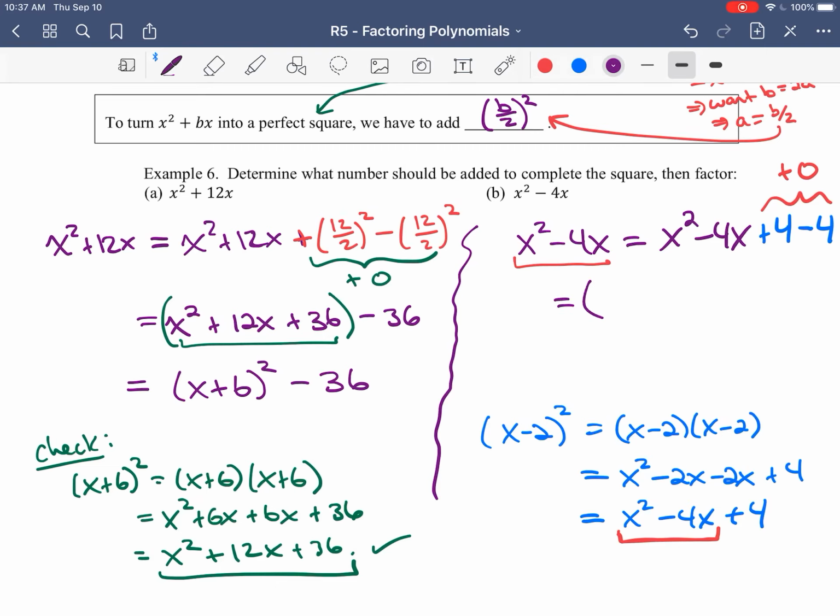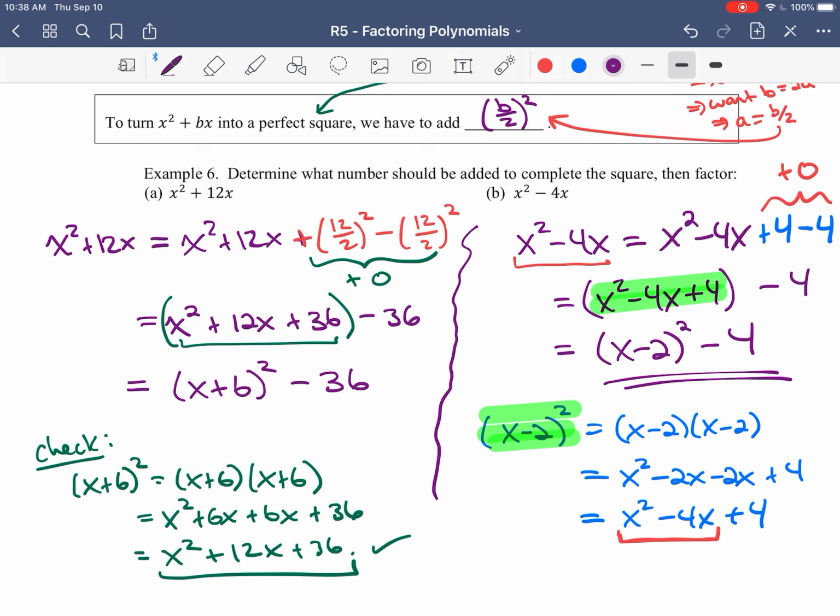Now what I want to do is just add brackets. I want to take these three terms, and this term, the minus 4, is just on the extra. Now I know that this whole thing is actually equal to this from down here, so I can replace it. This is actually x minus 2 all squared. And so now I've turned it so that it has a perfect square. I've completed the square here.